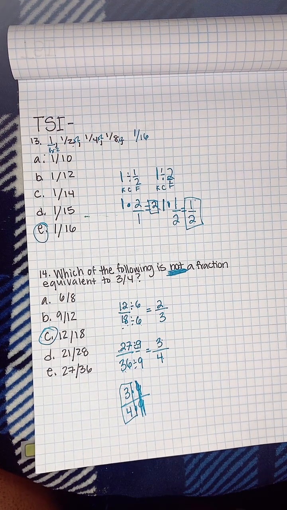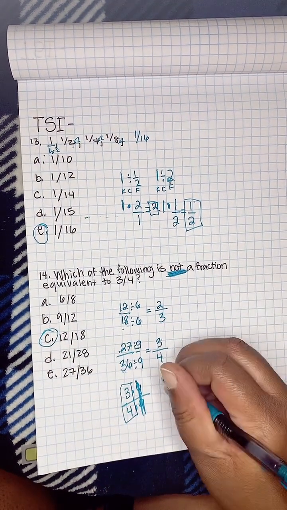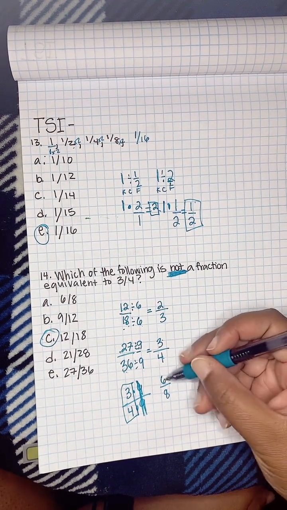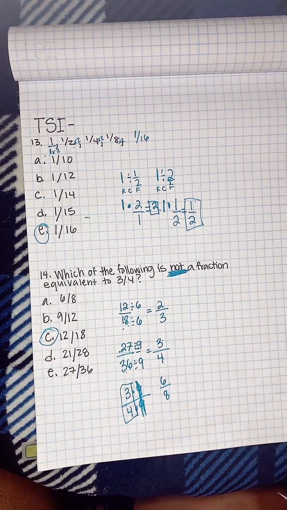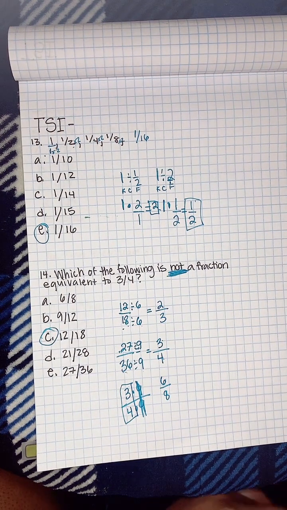Somebody said, please do A. John, I got you. So let me show you 6/8. Let's reduce 6/8. Okay, so what can we divide 6 and 8 by? What do they both have in common? Oh, you're so welcome, Op. So Terry said 2.